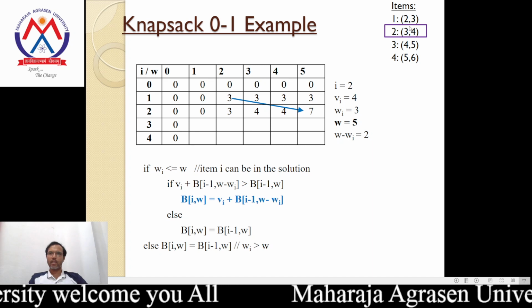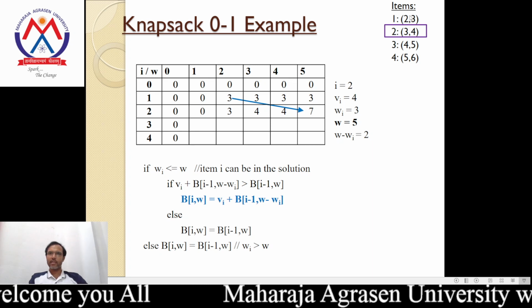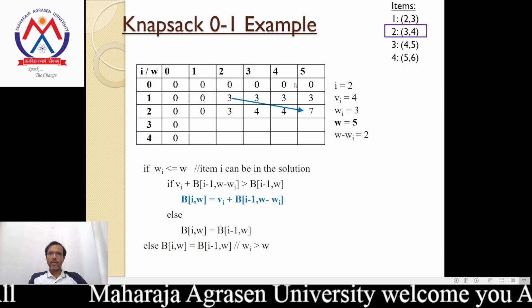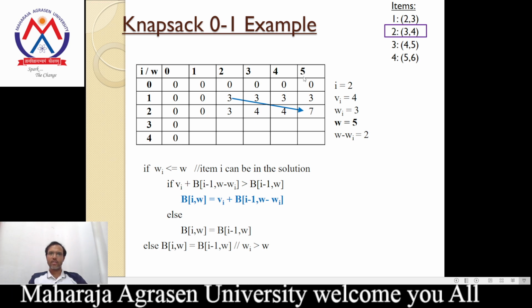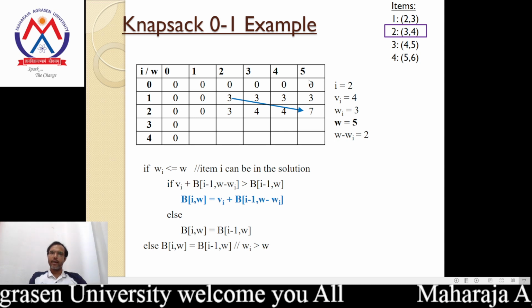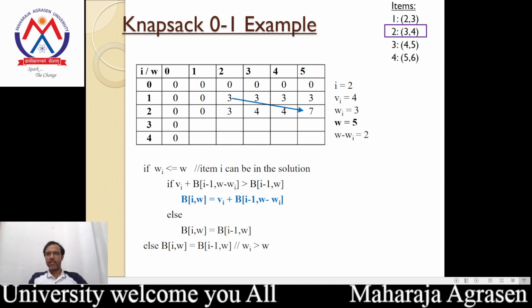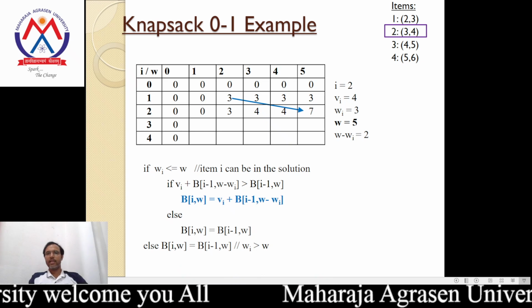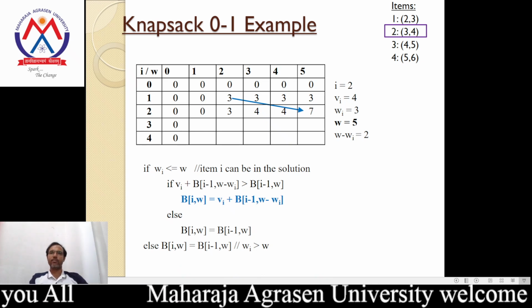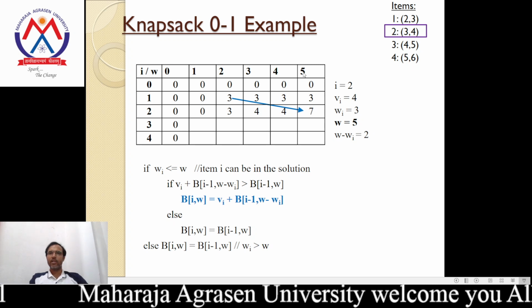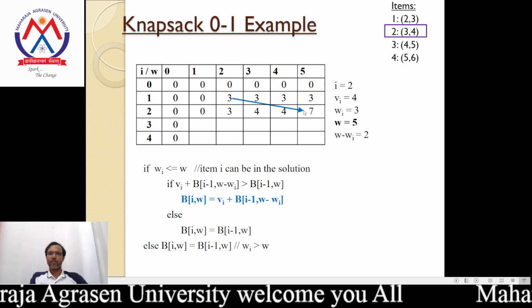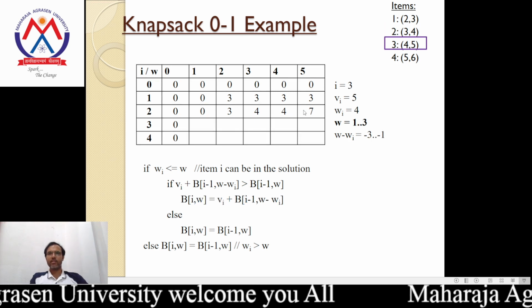Suppose for the profit, we have selected the first item 2 and the second item 3. The weight is 2 plus 3 equal to 5. Now we are considering both of the items we have selected. If we have selected both items, the profit value will be 7. That's why we have written the value 7 in this case. Okay, so that's why the value will be 7.